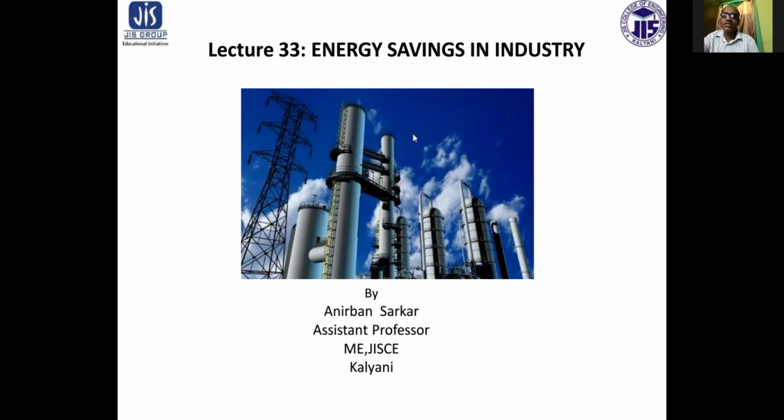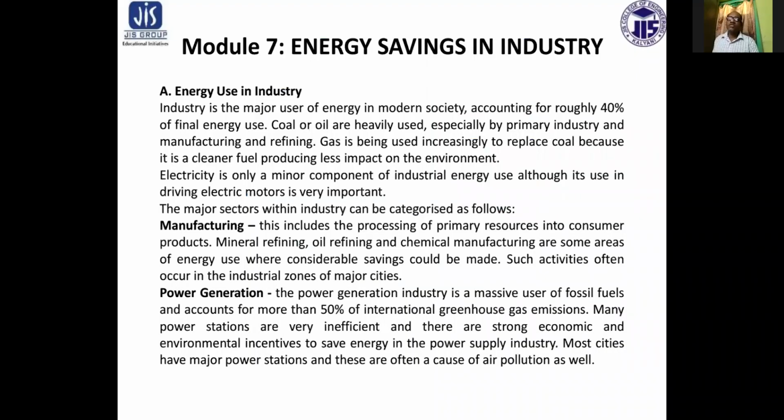Today, our topic is energy savings in industries. Industries are the major sources of energy consumers in modern society, nearly accounting for 40% of total energy uses.